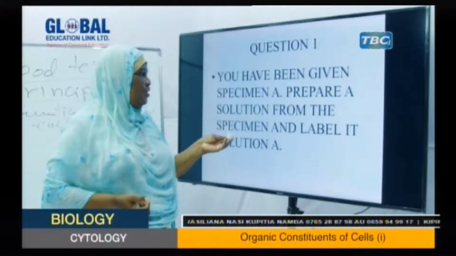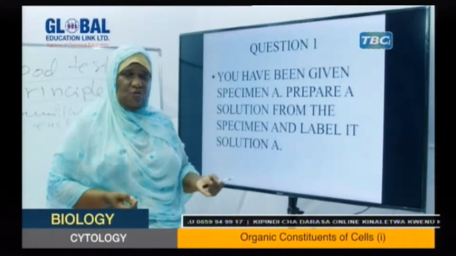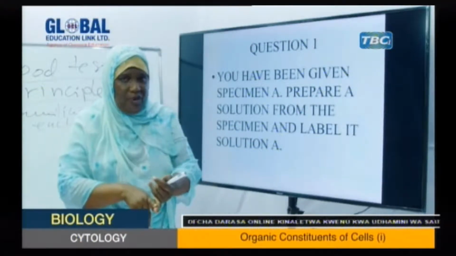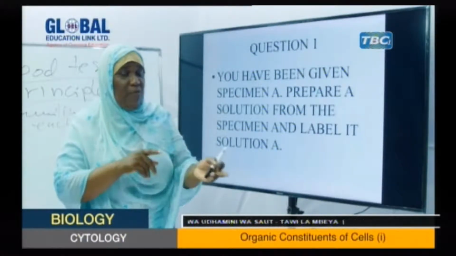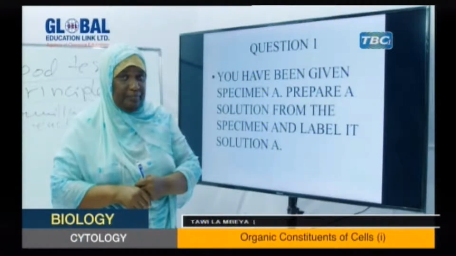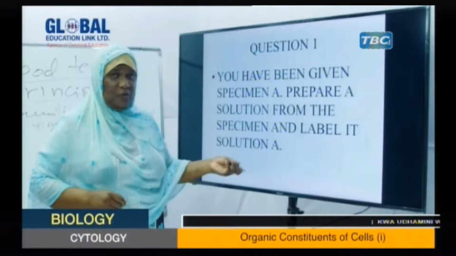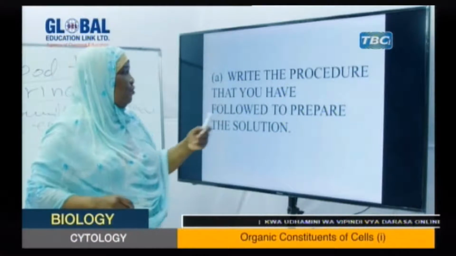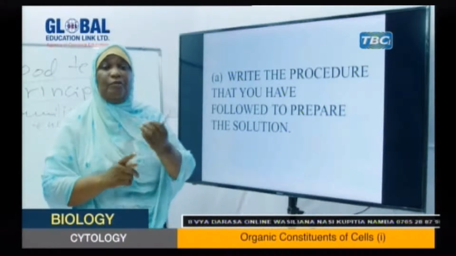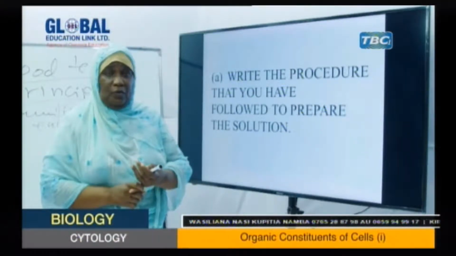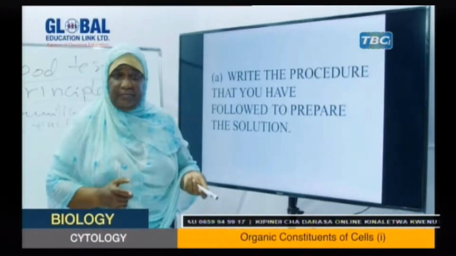Prepare a solution from the specimen and label it solution A. You have been given this specimen A. You are required to prepare a solution, and after preparing the solution, label it solution A. Clear? Part A of the question: write the procedure that you have followed to prepare the solution. Clear?